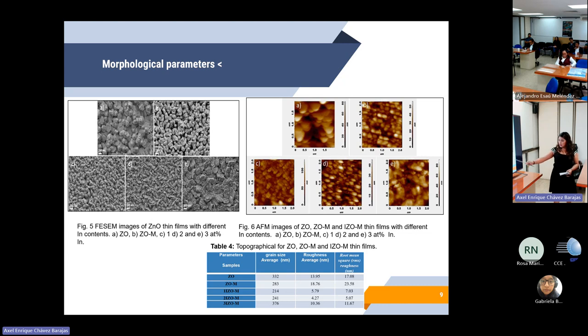In figure E it is different. We can see larger particles. We observe most of the particles inside.